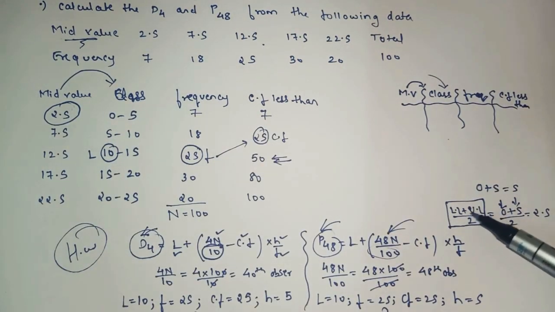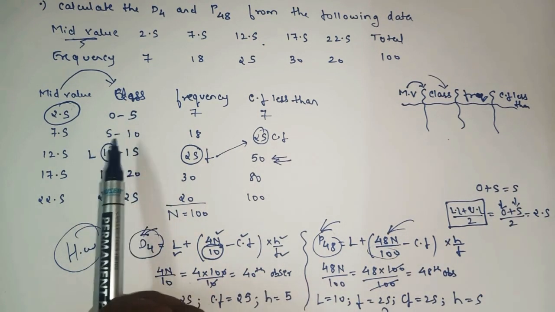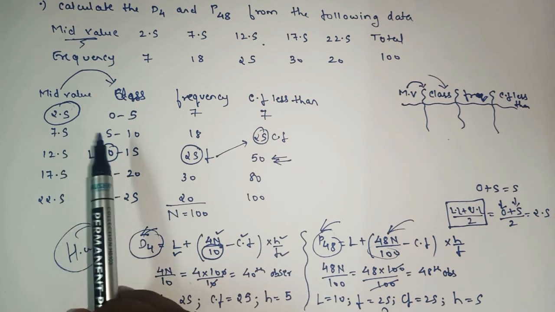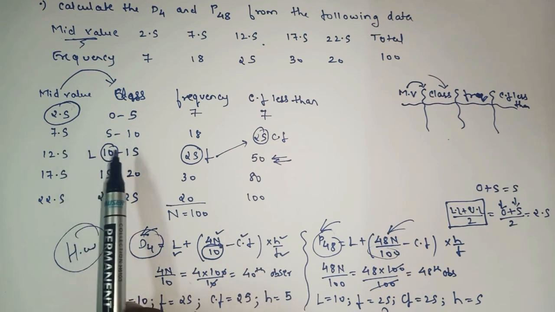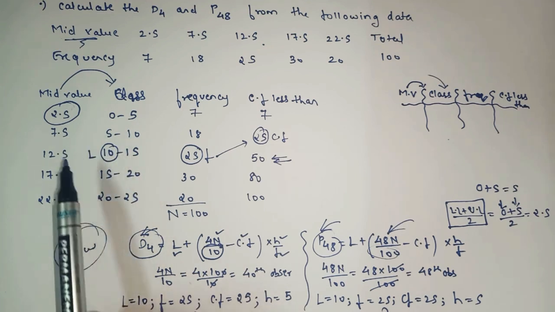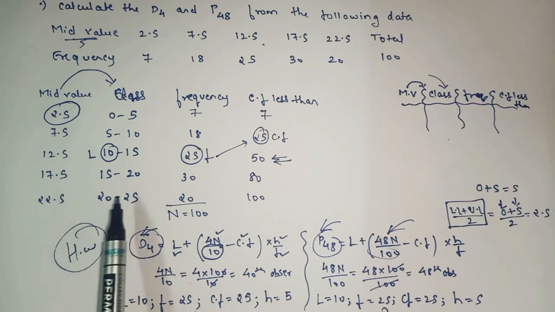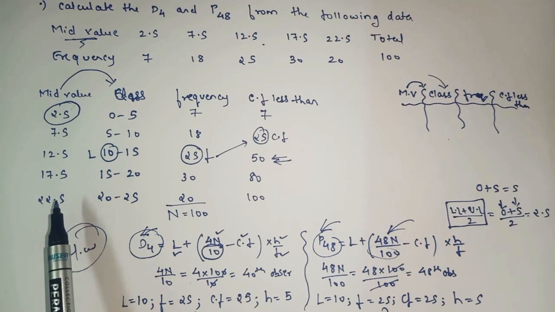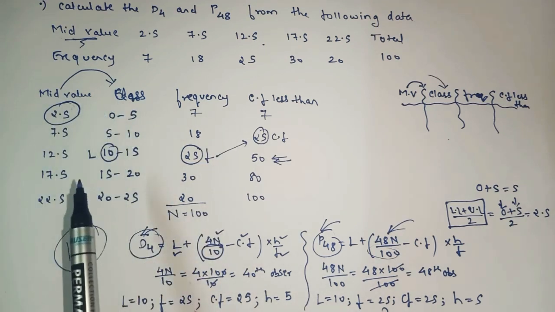So what is the formula? Lower limit plus upper limit upon 2. So 0 plus 5 upon 2, here you will get 2.5. Yes, of course 2.5 is the midpoint for 0 to 5. Similarly, we can apply the formula for 5 to 10, so you will get 7.5. 5 plus 10 is 15, 15 divided by 2 you will get 7.5. 10 plus 15 is 25, divided by 2 is 12.5. 15 plus 20 is 35, divided by 2 is 17.5. 20 plus 25 is 45, divided by 2 is 22.5. So this is the mid value, and it will lie between these classes.